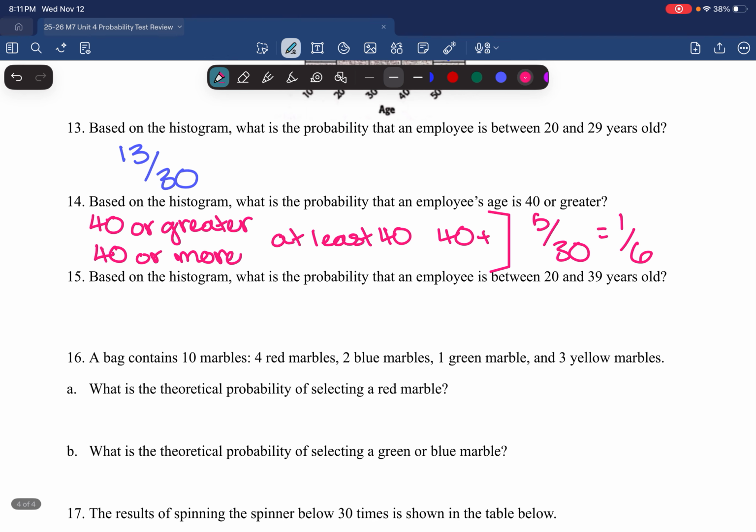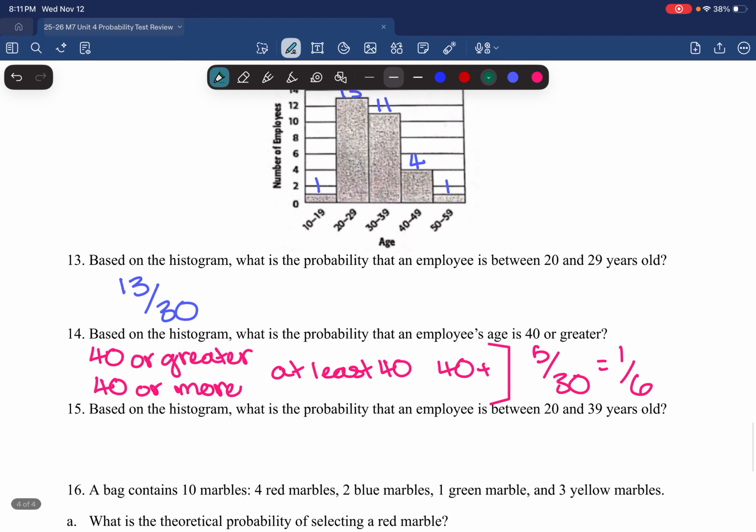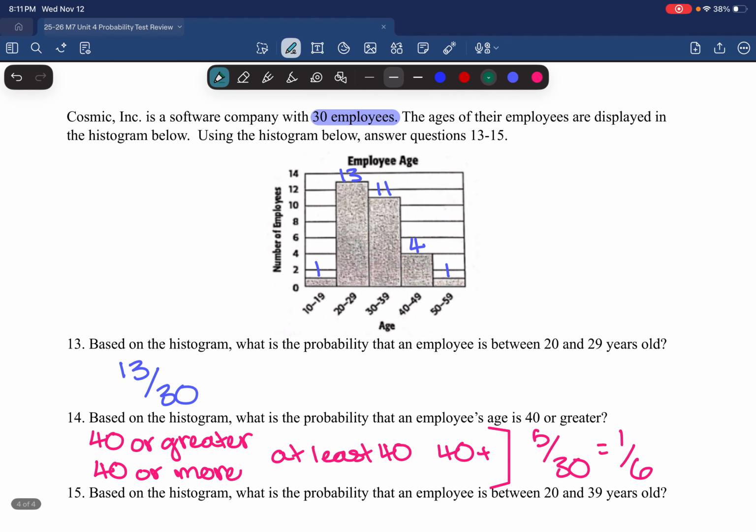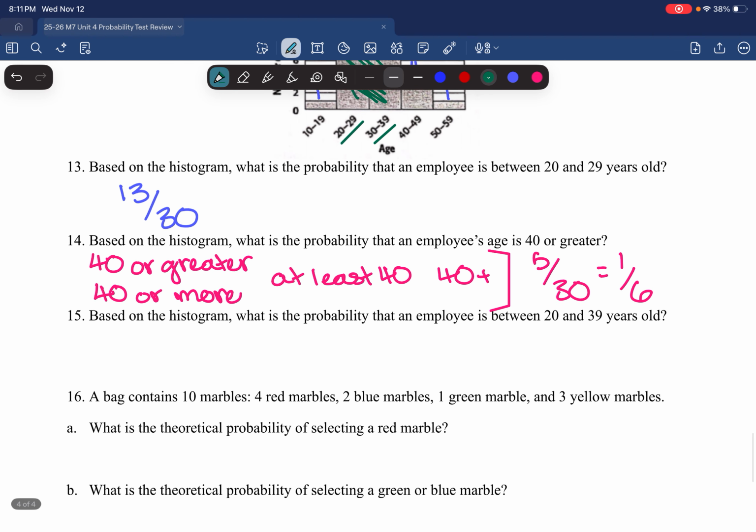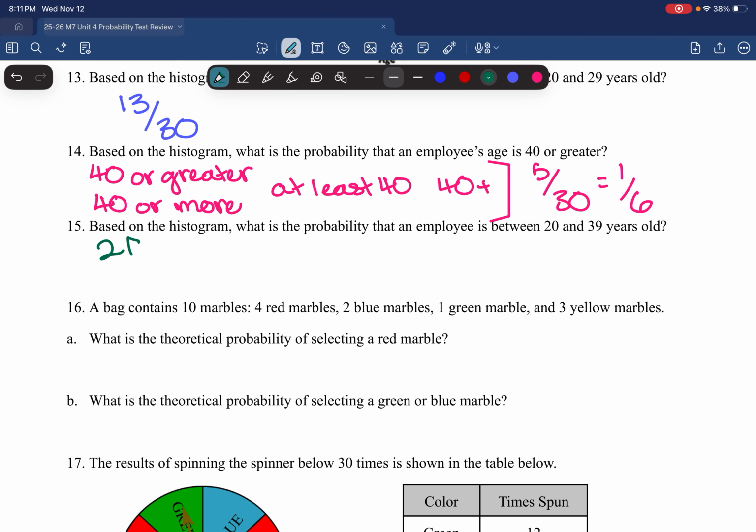All right, based on the histogram, what is the probability that an employee will be between 20 and 39 years old? So for that one, I need to look at this interval and this interval. So both of these I need to look at. So there's going to be 13 and 11. So that's going to be 24 over 30, which is 4/5, because 6 goes into each of those. 6 times 4 is 24, and then 6 times 5 is 30. All right.